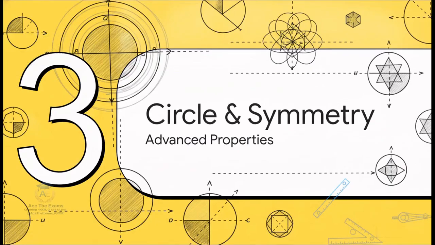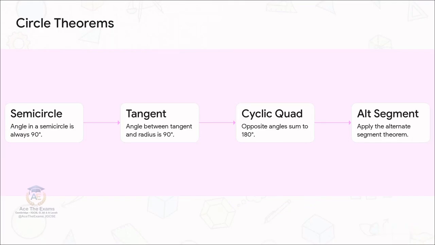Section 3. Circle and symmetry properties. Moving up from straight lines and basic polygons, let's step firmly into the extended curriculum and look at the symmetries governing circles. This is high-level spatial reasoning. We're going to step through these essential circle theorems, which are absolutely critical for giving geometric explanations.